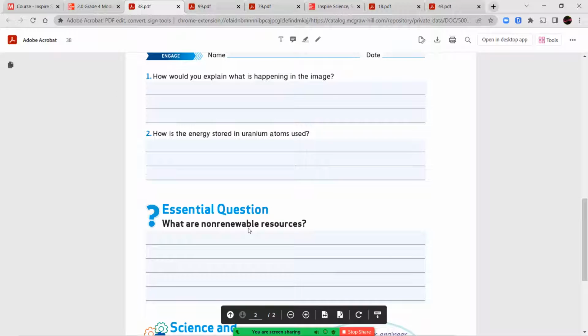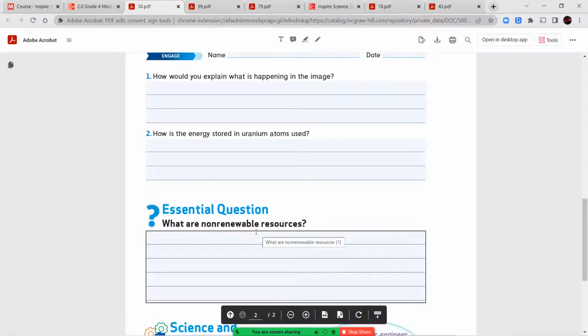Please use complete sentences in your answers, and then write down what you think a non-renewable resource is. Now we're going to learn more about these as we go, so don't worry about getting the right or wrong answers. Give it your best guess.